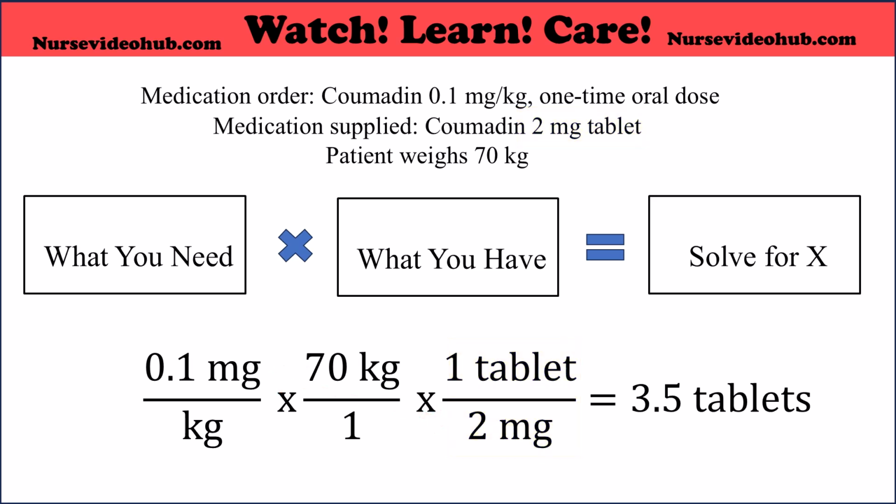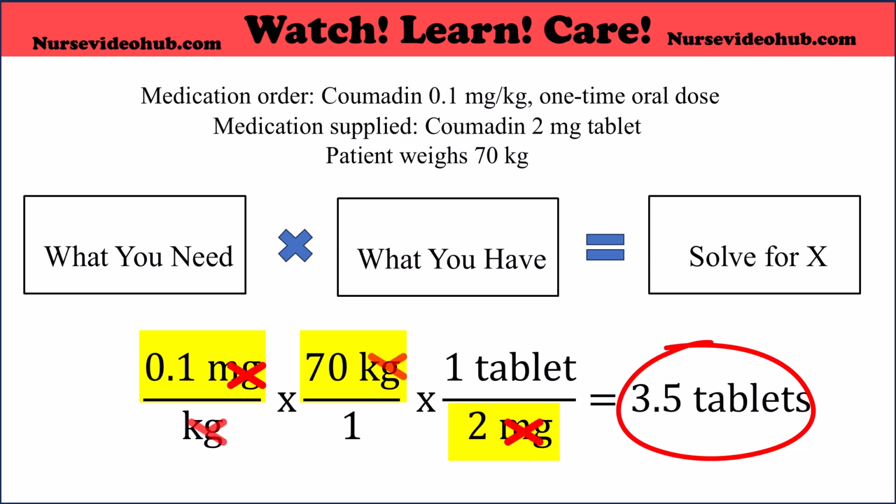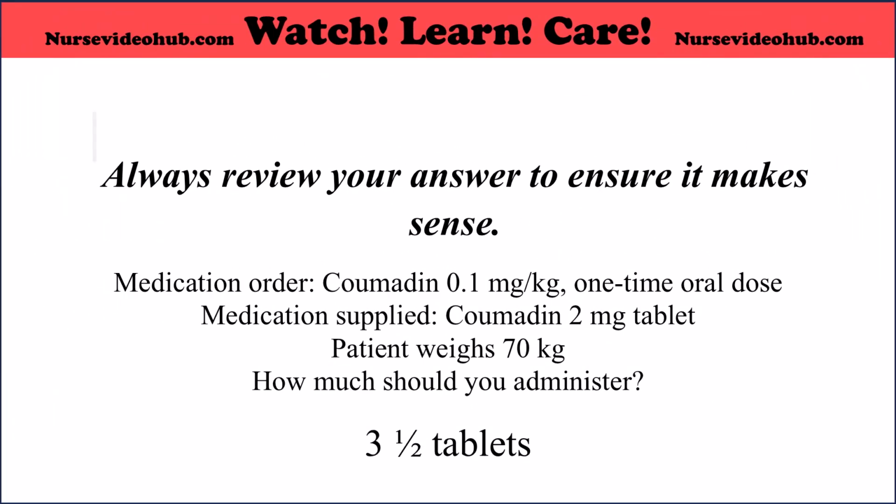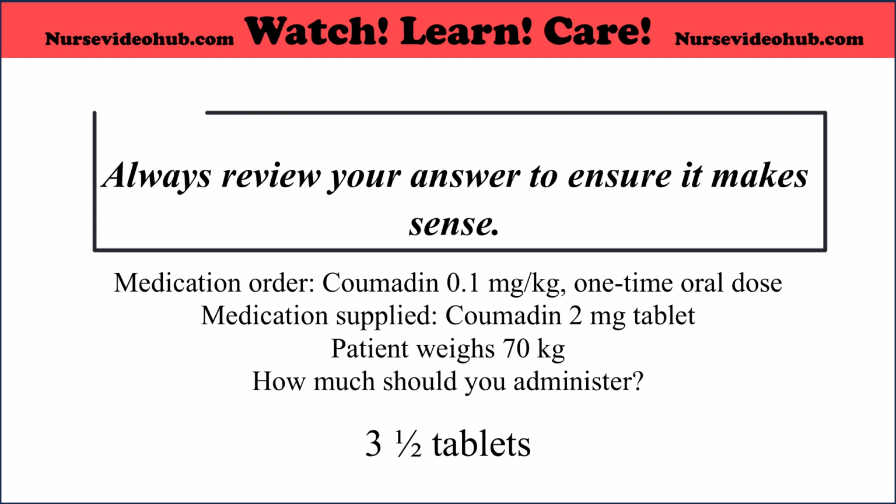You calculate the answer by multiplying across. 0.1 times 70 divided by 2 equals 3.5. The milligrams and kilograms canceled out, leaving you with the tablets. You would administer 3.5 tablets to deliver the 7 milligram dosage. Always review your answer to make sure it makes sense.